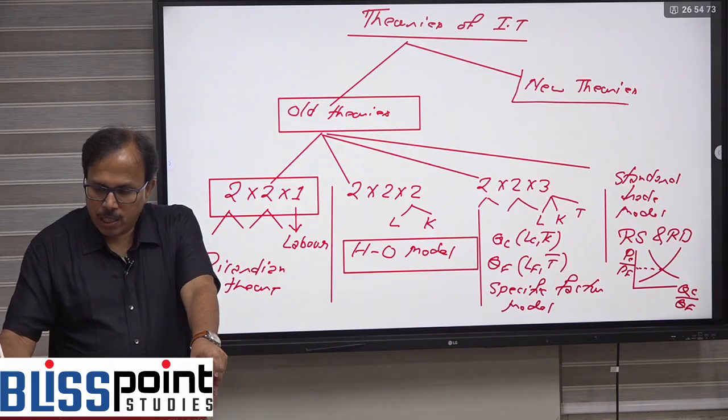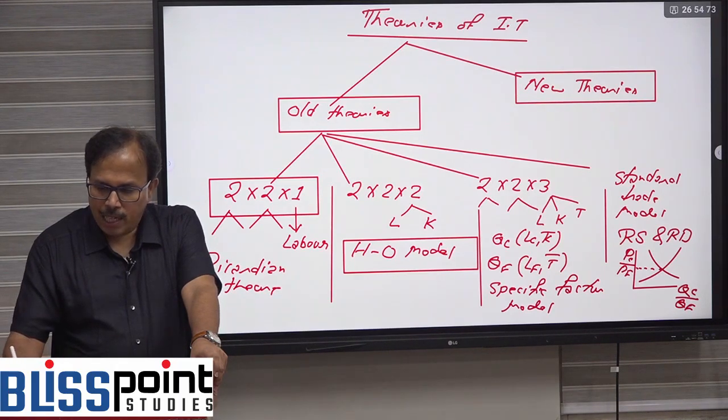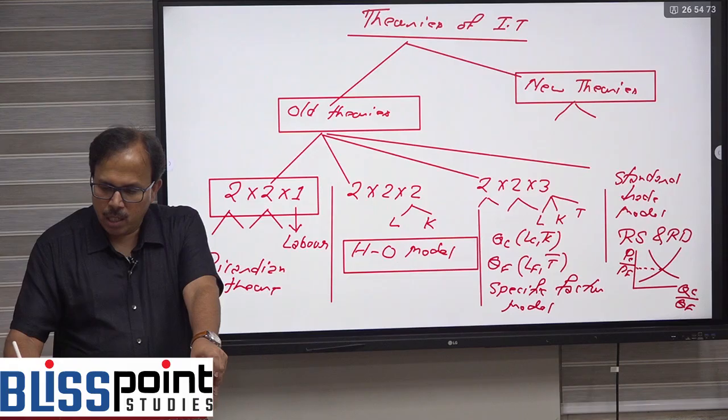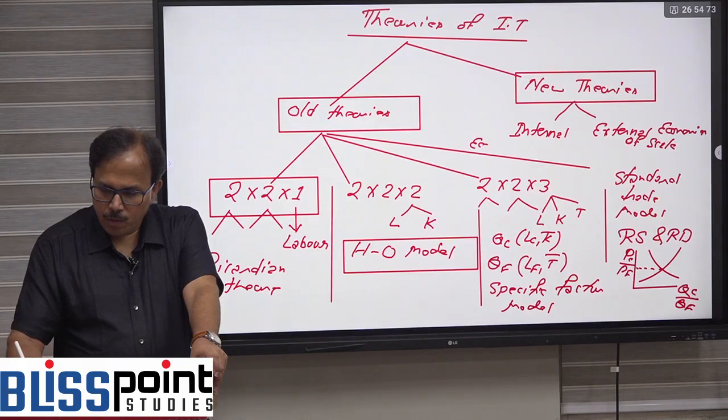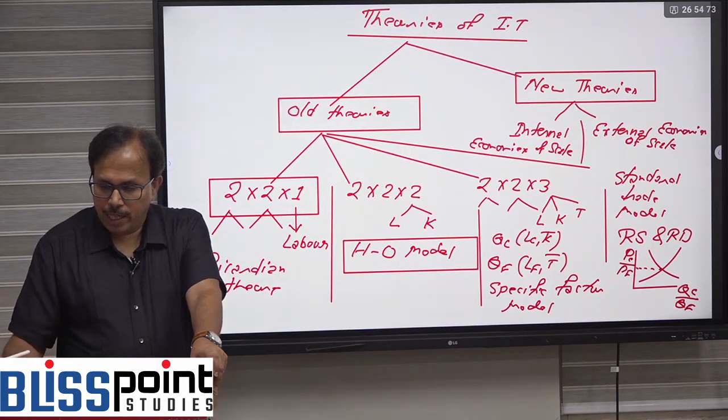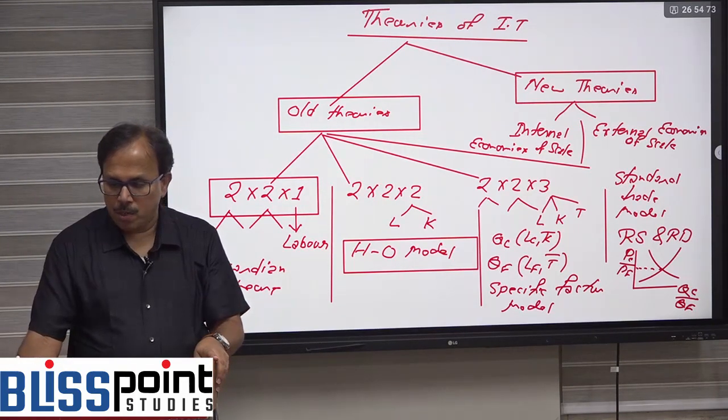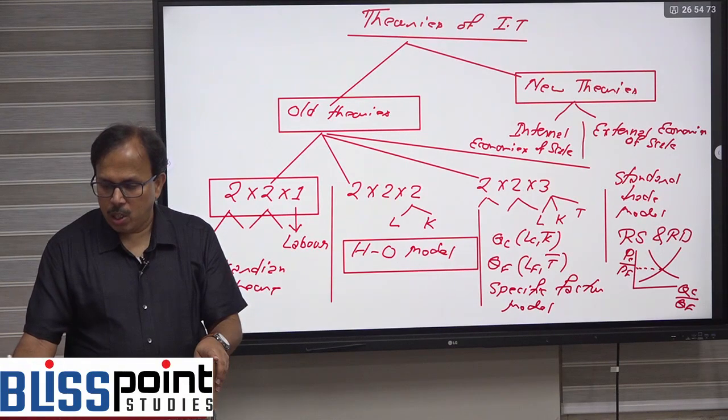We will take into account, basically they will consider two things: how trade arises due to internal economies of scale and external economies of scale. What is the difference between internal and external? When I say internal economies of scale and when it is external economies of scale, how do they differ?